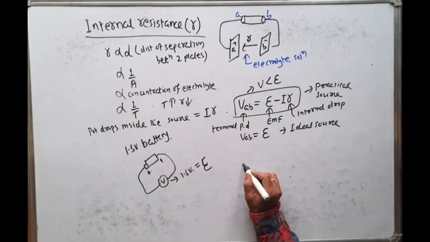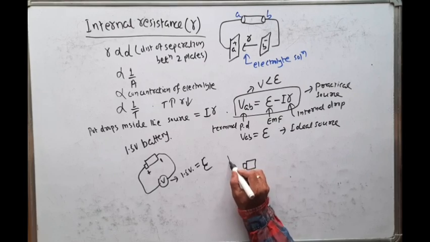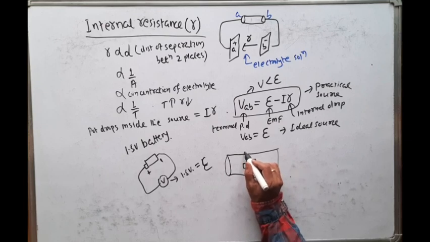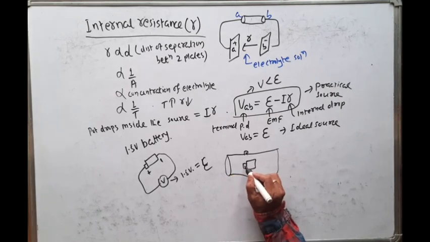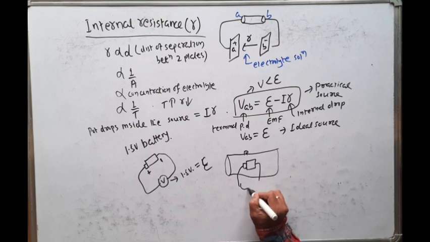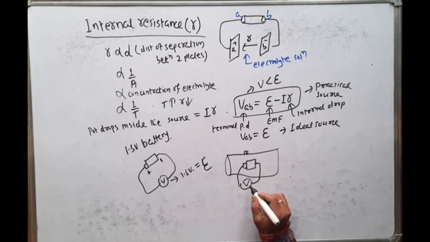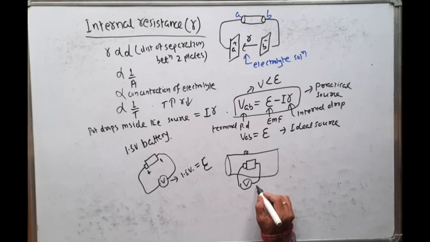But when that battery is used in your torch light, when you switch it on, the light will glow. At that time, if you measure with a voltmeter the potential difference across the two terminals of the battery, that battery voltage will never be 1.5 volt. It is less than 1.5 volt. Let us say it is 1.3 volt.